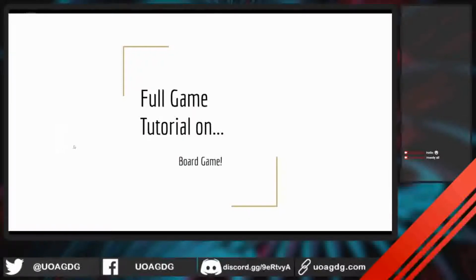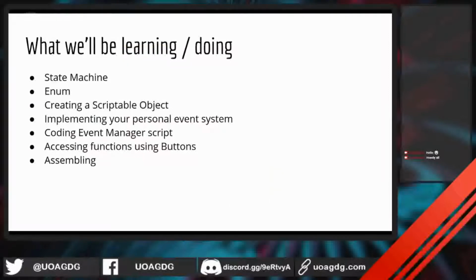So, to kick it off, what we're going to learn: state machines, what they are and how they work, enums, super useful, creating scriptable objects, which are going to handle your events, implementing a personal event system, actually utilizing those events we just created, coding an event manager script, more to do with utilizing them, accessing functions, utilizing buttons, the UI associated with events, get some interaction going, and then assembling it all together.